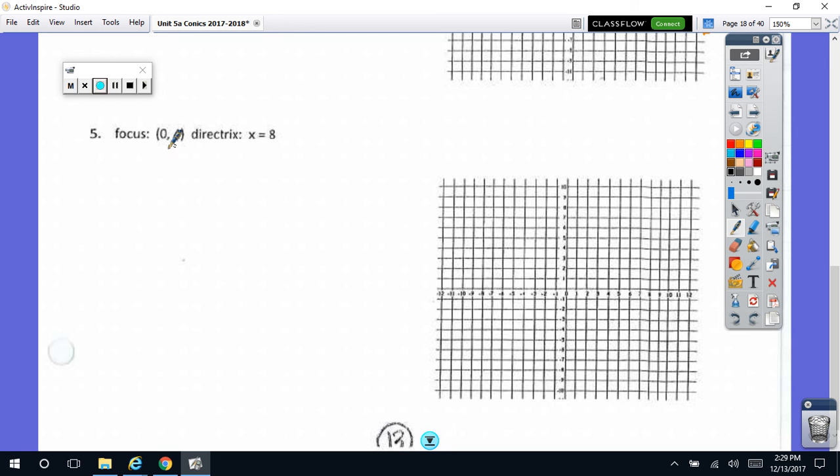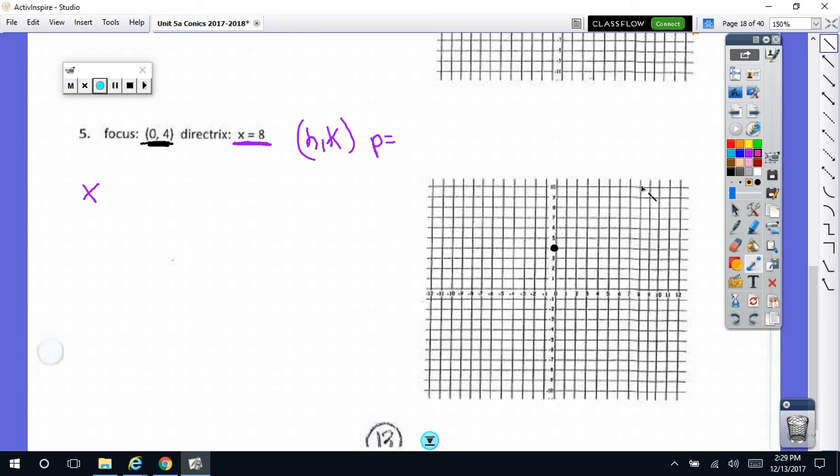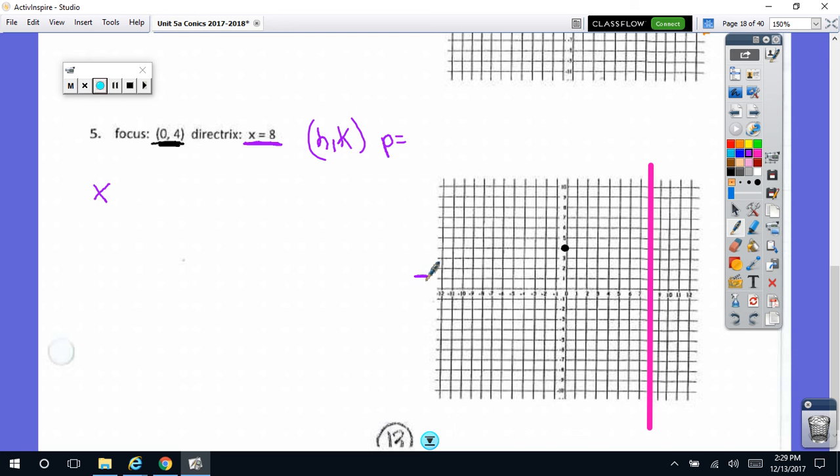Okay, the last one for today. Focus is at 0, 4. I have a directrix with an x value, so I know I'm starting with x first. Okay, I need my h, I need my k, and I need my p-value. Okay, my directrix is at x is 8. So he's right here, which means my parabola is going to open to the negative, so my fraction is going to be negative. Okay, there are 1, 2, 3, 4, 5, 6, 7, 8 steps between them. So my p-value is 4.